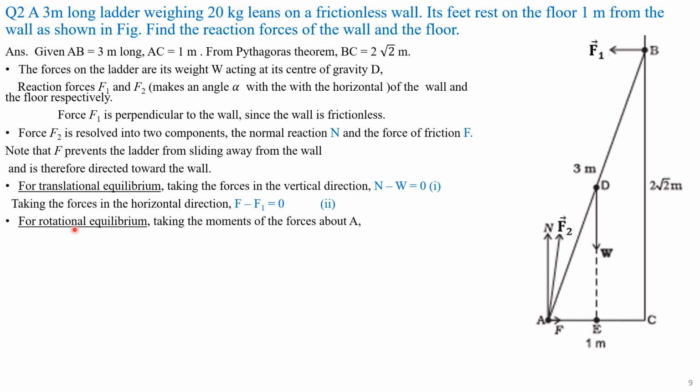Now for rotational equilibrium, the moments of forces about A must be 0. Therefore, F1 into 2 root 2, this is the vertical distance, minus half of W, that is, half of the ladder's weight acting downwards, equals 0. Or F1 is equal to W by 4 root 2, rearranging, equation number 3.